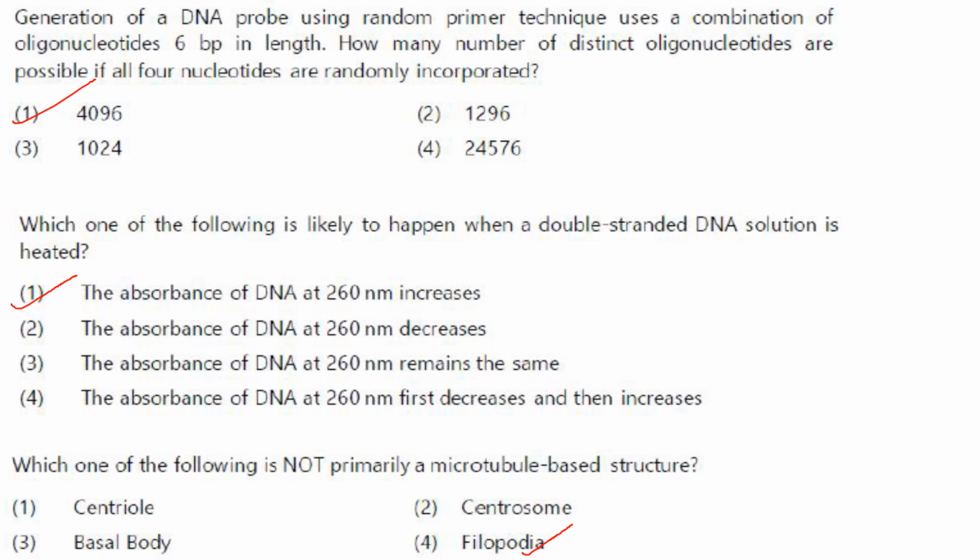Then, which one of the following is not primarily a microtubule based structure? It is filopodia. It is an actin filament. So answer is option 4. They have asked not a microtubule based structure.